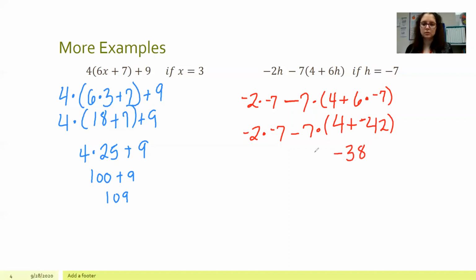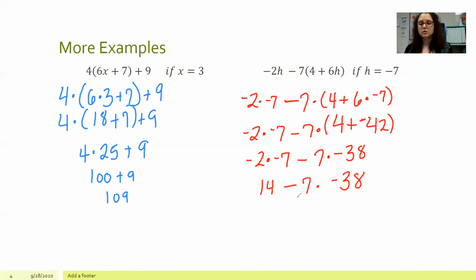We have more negatives. I'm going to say a negative 38. So negative 2 times negative 7. That does not look like a 7. Let's try again. Minus 7 times 38. Okay, we have multiplication, subtraction, multiplication. So multiplication comes before subtraction. So negative 2 times negative 7. 2 times 7 is 14. Negative times a negative makes a positive. Minus 7 times negative 38.